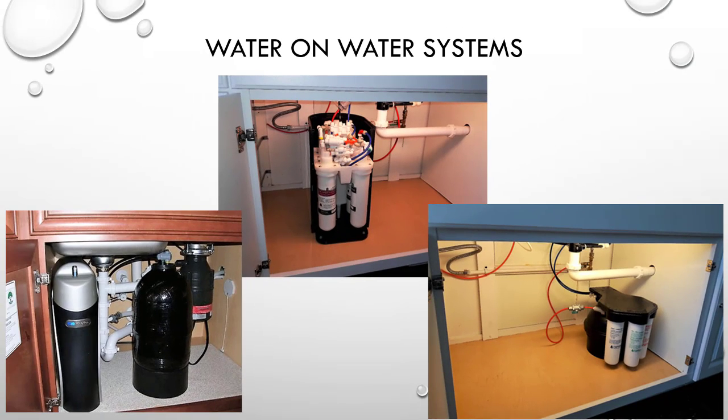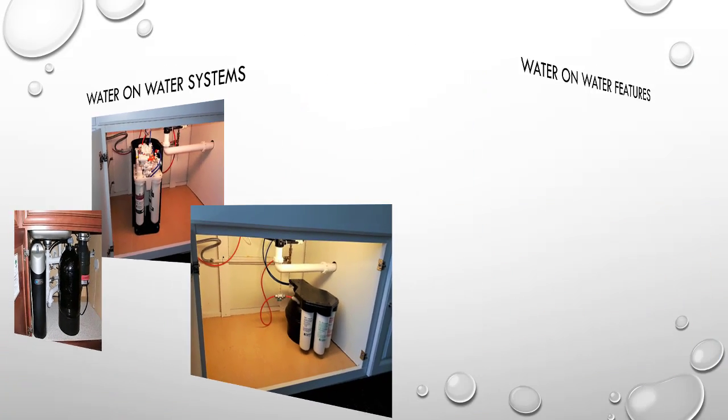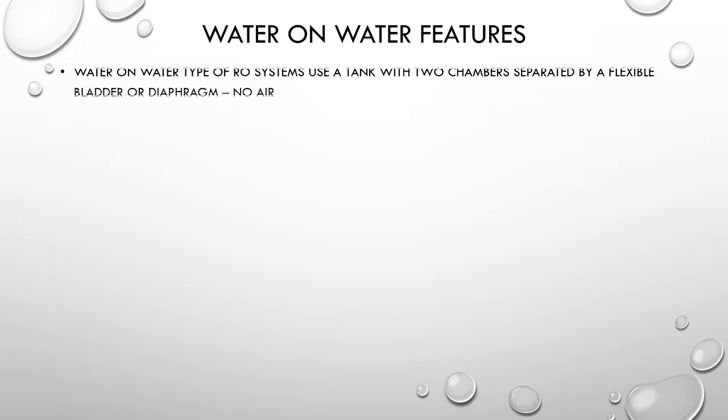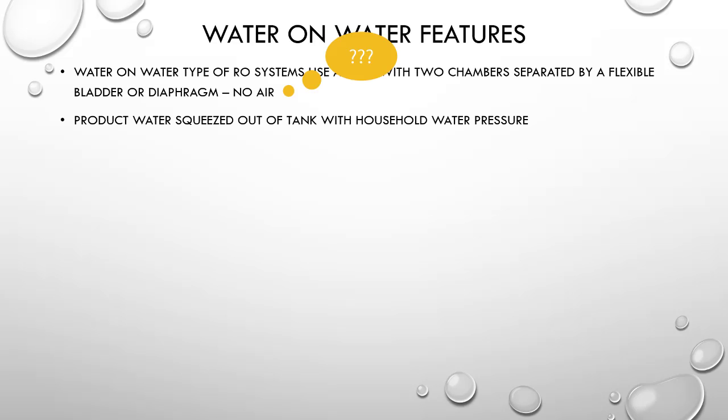Water on water systems are unique, and it's because they require no air in the storage tank. Think about that, no air. Yeah, no air. The bladder utilizes water and the household water pressure to squeeze the water out of the storage to the point of use.